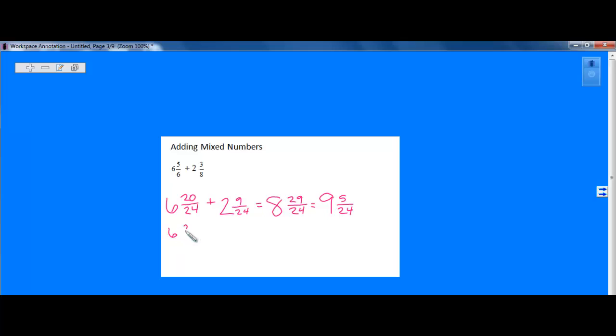so you can do 6 and 20/24ths plus 2 and 9/24ths. So you can add 6 plus 2 is 8, and 20 plus 9 is 29/24ths. If that works better for you, then you can go ahead and use that method. I will show that method subtracting.